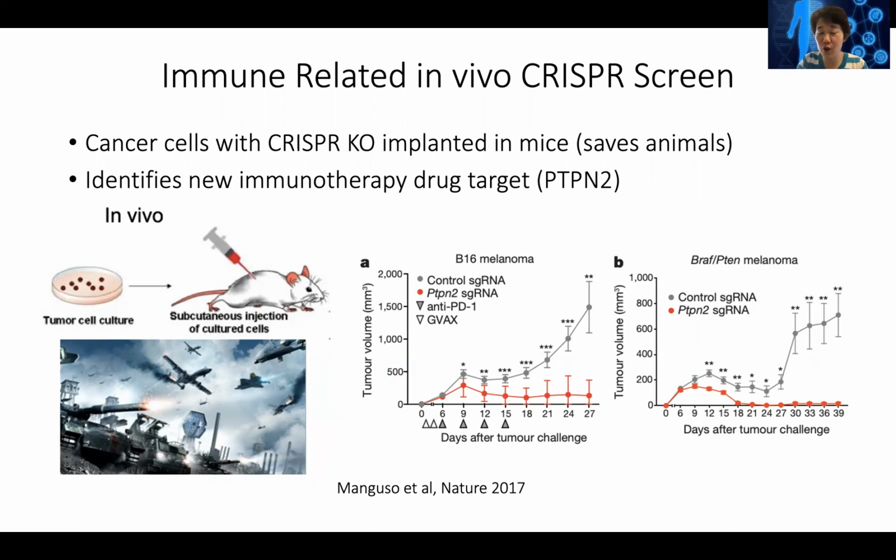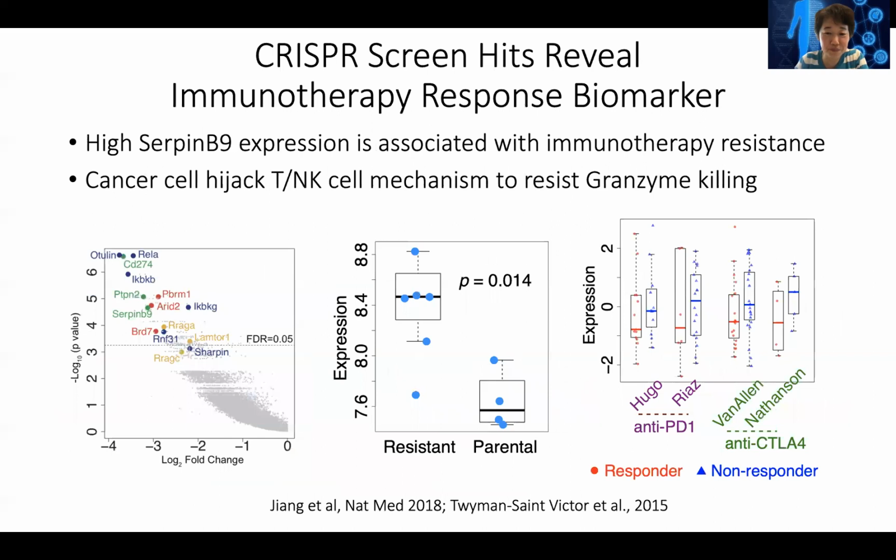You could even show that if the mice are nude mice, they don't have a good immune system, the tumor still grows fast. But with the immune system, knocking out PTPN2 really makes the tumor shrink. And that would really support PTPN2 as a very, very strong immune drug target, right?